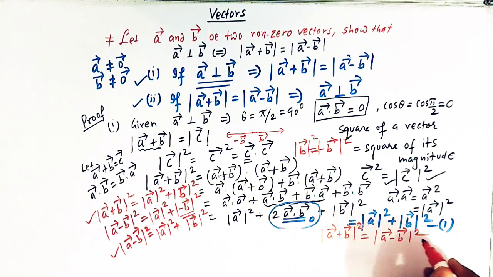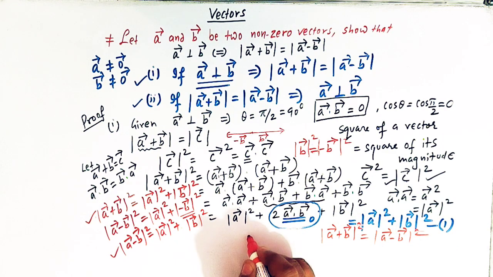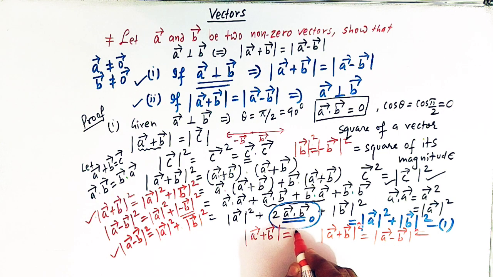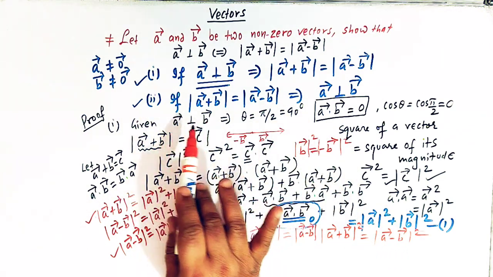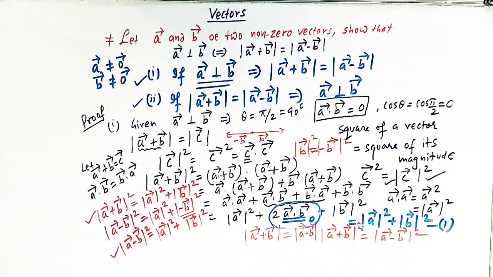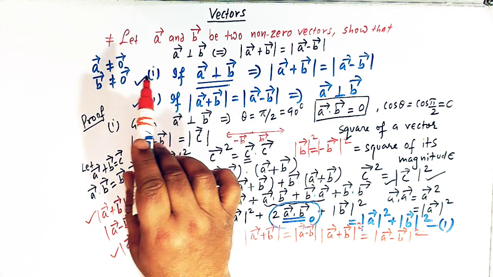So now this square and this square get cancelled. So we are left with that is the magnitude of a plus b is equal to magnitude of a minus b when the two vectors are perpendicular to each other, right? So this is how we can prove the first part.